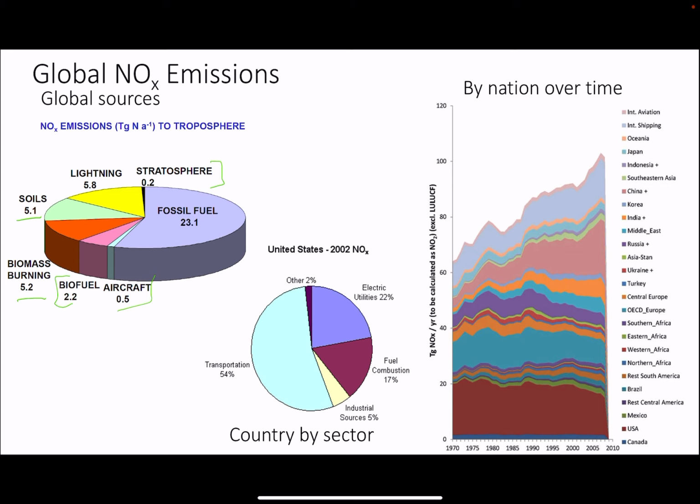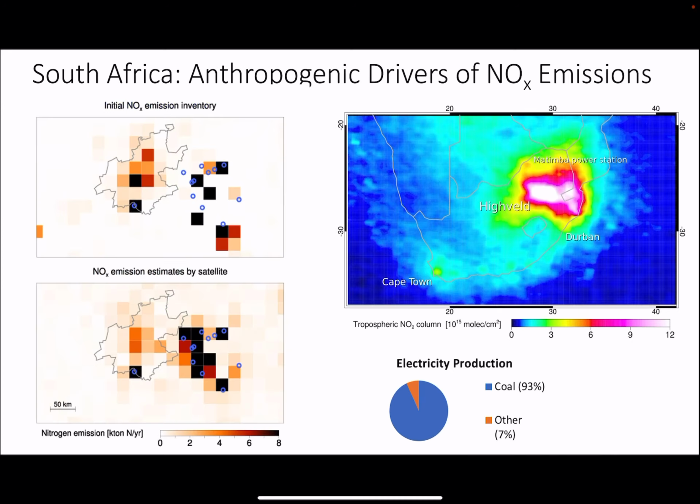Of course, this varies country to country, and when we're talking about NOx emissions from a pollutant sense, we frequently bin them by country, because the ability to reduce NOx emissions is a policy-driven process, and so that can only be done within national borders. And each country's NOx emissions look slightly different. You can see this is an old NOx budget for the US, where transportation was the largest contributing factor.